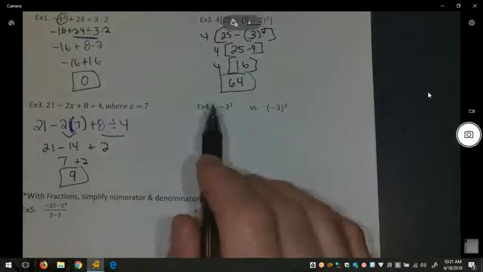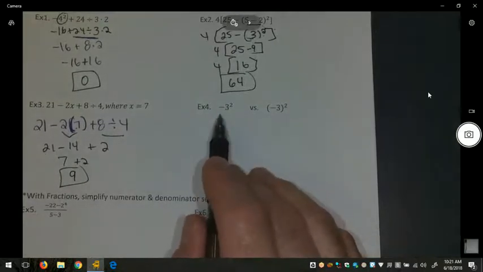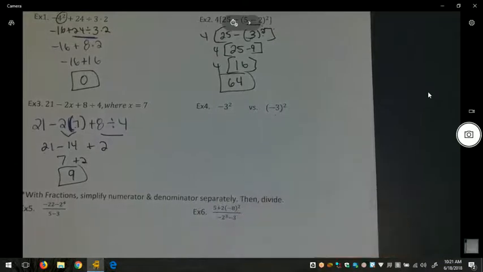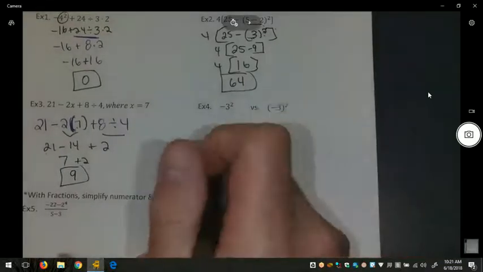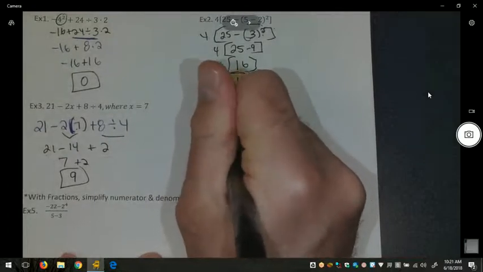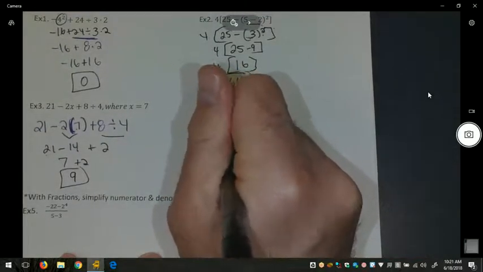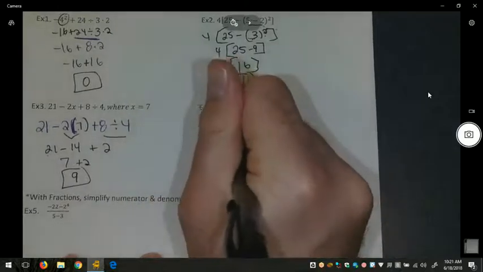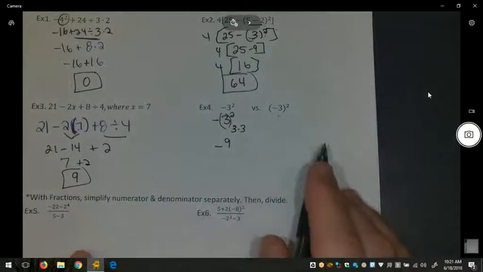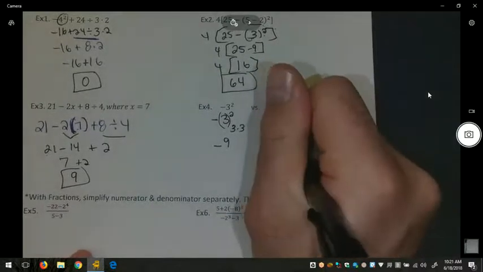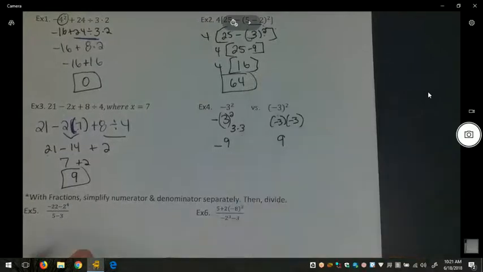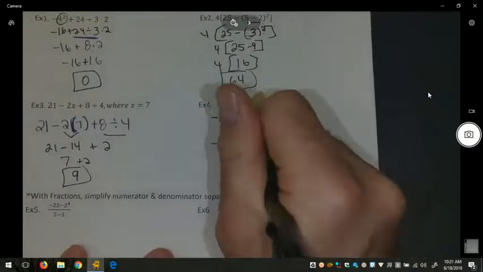Example 4, the difference between the opposite of 3 squared and negative 3 squared. In this case, I have the opposite of 3 squared. The squared is only on the 3. So I'm supposed to do 3 times 3, which is 9, and then put the opposite sign on it. In this case, I have negative 3 squared, which is negative 3 times negative 3, which is positive 9.